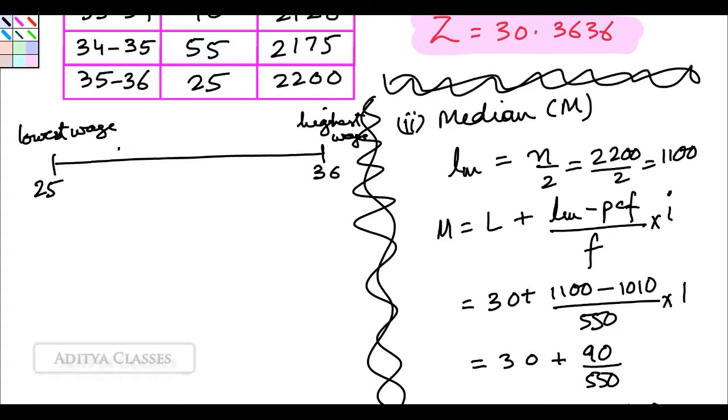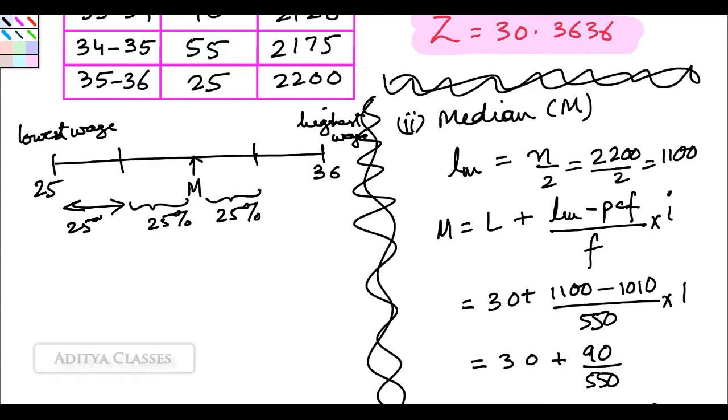Now they are interested in the wages of the middle 50% workers. Middle 50% is definitely around the central point, which can be called the median. Middle 50 means 25% on either side of the central point. Central point is obviously the median, with 25% on either side, because we need the central 50. If we take this central 50%, we are left with another 25% on the lower end and 25% on the higher end. So this is our middle 50%.